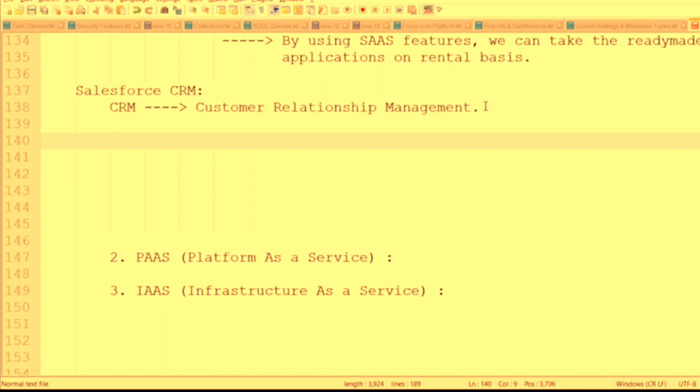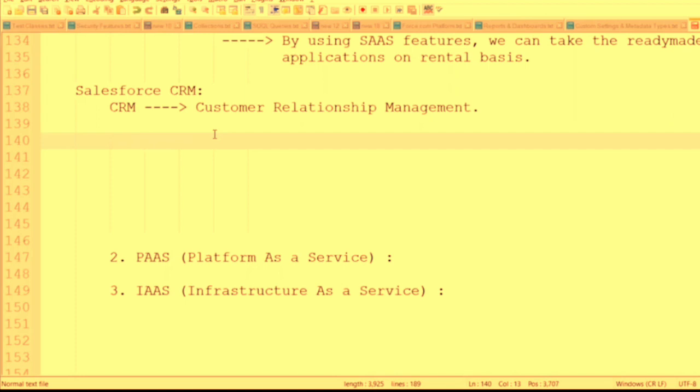So what exactly is CRM? Now let me explain each and every process and what we can do with the help of Salesforce CRM. And why do we need to go for Salesforce CRM, even though we have so many other CRM applications? Let's see one by one.